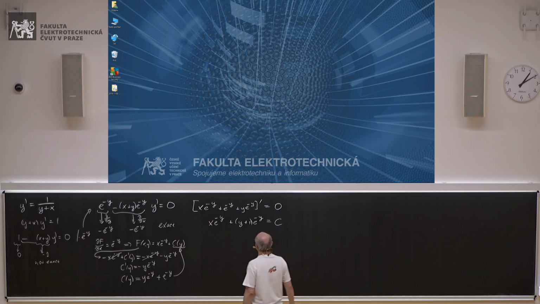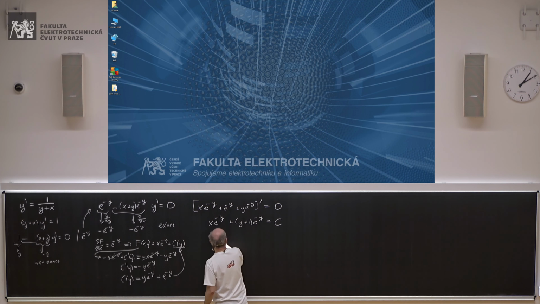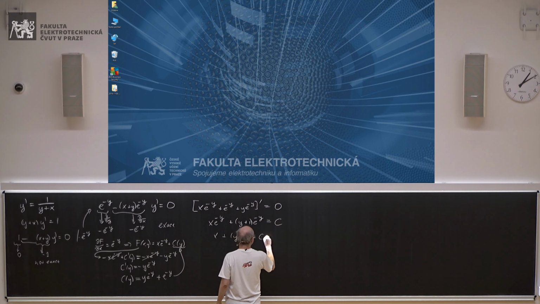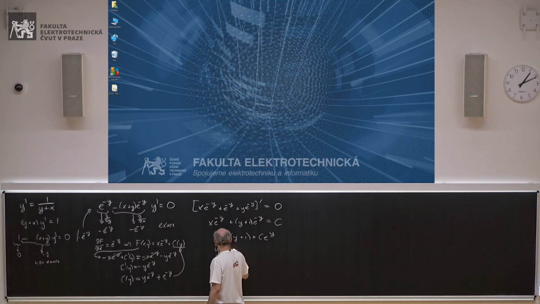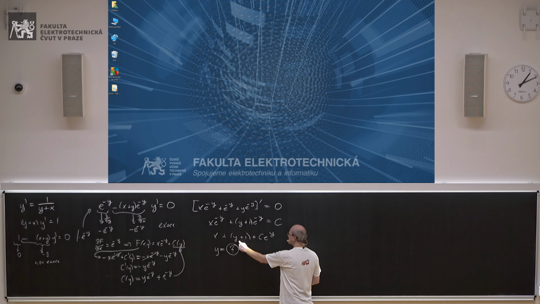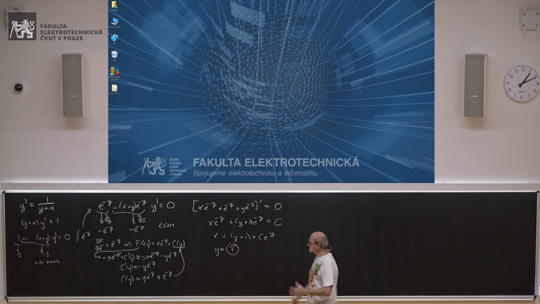Curiouser and curiouser. Okay, I multiply everything by e to y, and I get x plus y plus 1 is equal to c e to y. And now I'm supposed to solve this for y. And I can't, because there is y mixed in the equation and e to y as well. These equations cannot be solved.